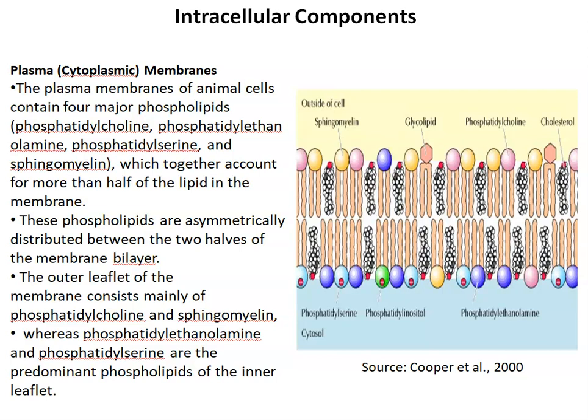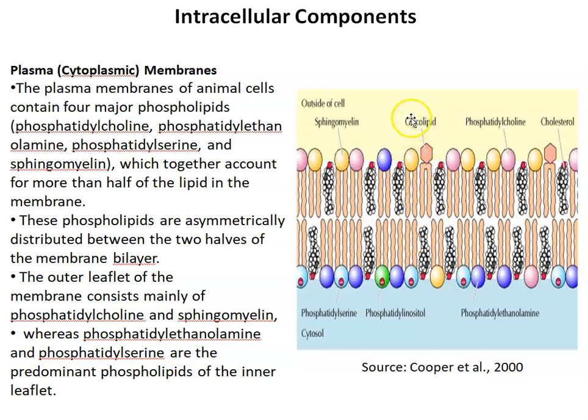Now, intracellular components. First, plasma or cytoplasmic membranes. Plasma membranes of animal cells contain four major phospholipids: phosphatidylcholine, phosphatidylethanolamine, phosphatidylserine, and sphingomyelin, which together account for more than half of the lipid in membrane, right? These phospholipids are asymmetrically distributed between the two halves of the membrane bilayer, as you can see here in this diagram, it is shown.